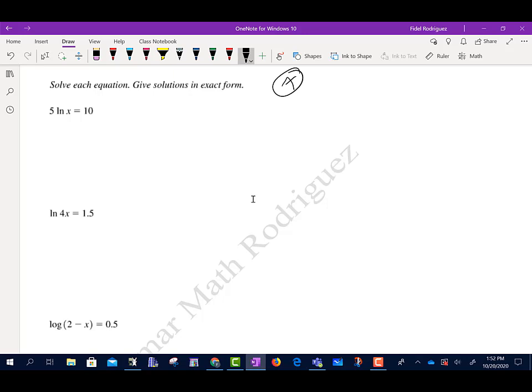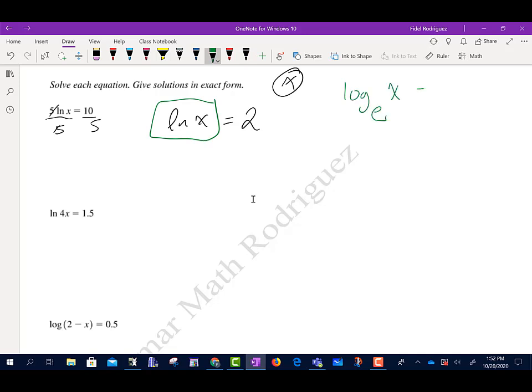So the first thing I want you to notice here is let's go ahead and divide both sides by 5. So now we have the natural log of x is equal to 2. I want to remind ourselves, what does the natural log of x mean? The natural log of x is the log base e of x is equal to 2, okay? So my next step here is we're saying that this number raised to that power is going to give me this answer right here.